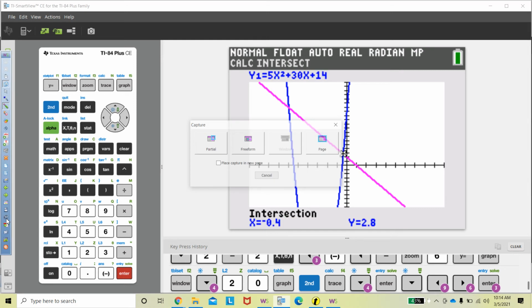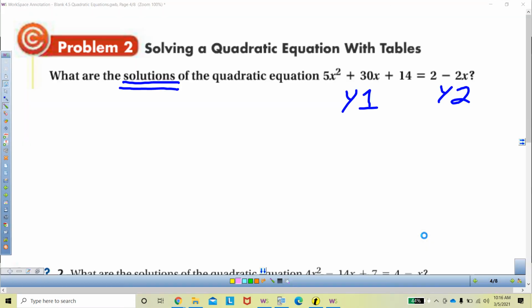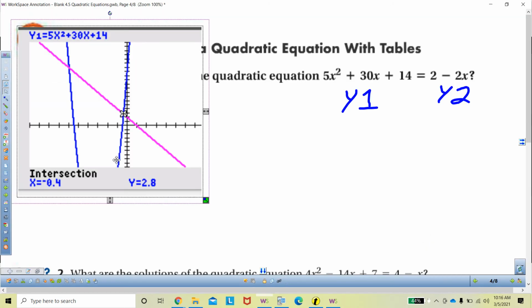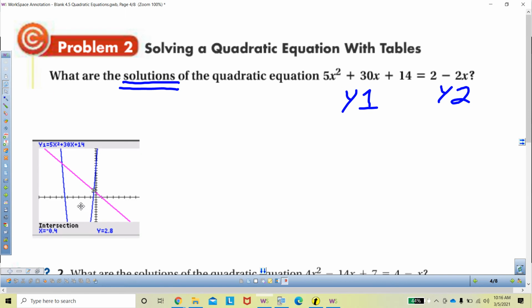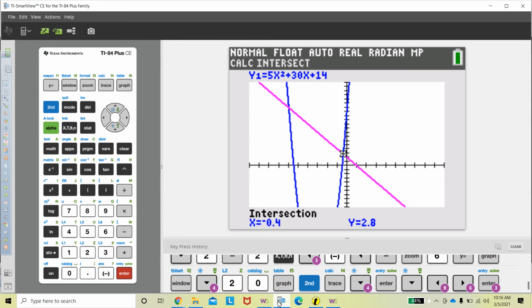Okay. So I'm just going to copy this so we get the intersection points in the notes. So we have two x values for our answer. First x value for our answer, right? We know we need two answers because it's squared. Negative 0.4. Then we'll get the second intersection point.